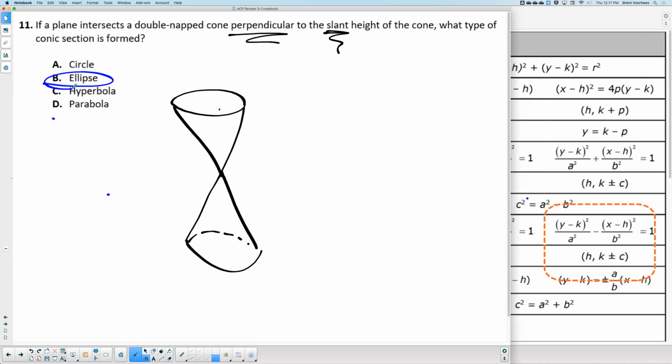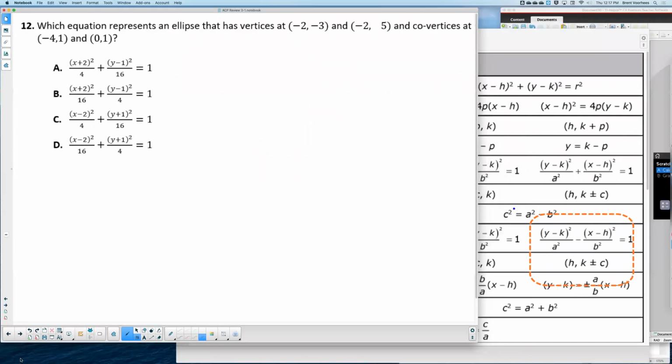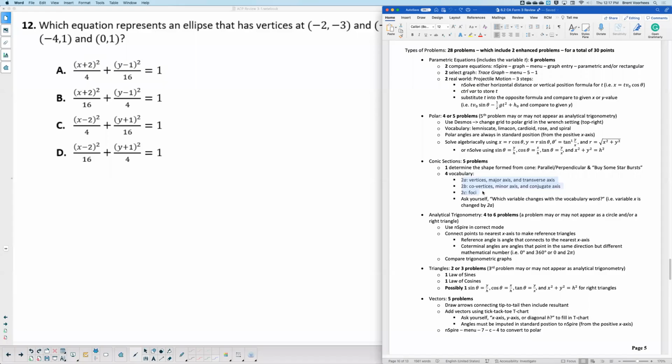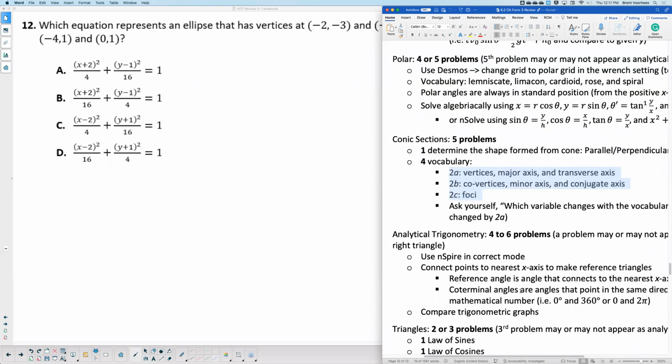Now, other than that, conic section really is the memory section that you need to remember some things. You need to remember the words 2A, 2B, 2C. So quick, go to your cheat sheet. Just make sure you can find this. Go to your cheat sheet at the end of your packet. And on conic sections, I have them right here. Let me see if I can zoom in on this. There are your words.